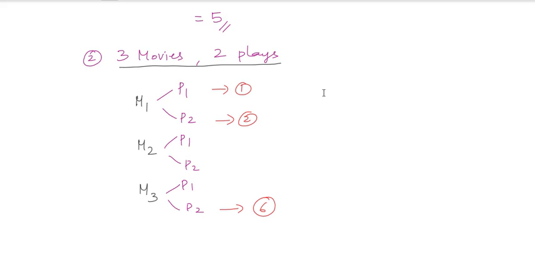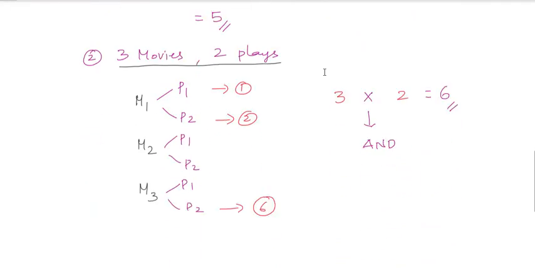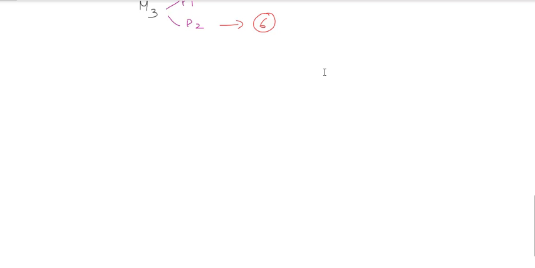So here there are 3 movies and 2 plays. Here the conjunction you have to use is the "and" conjunction. By using that "and" conjunction I get the value 6. So this is the most useful criteria. Maybe some of you got this point and someone didn't, so for them I will take one more example.